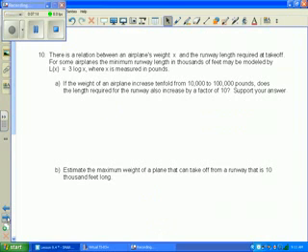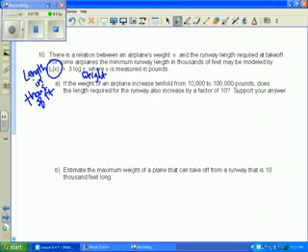Number 10 is talking about the relationship between an airplane's weight, x, and the runway length at the time of takeoff. So this runway length is in thousands of feet. Okay, so this right here is in thousands of feet, and that's the runway length. X is the weight of the airplane. So this is length in thousands of feet. And this is the weight.